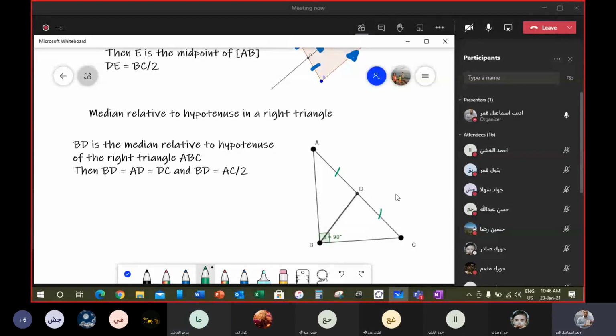Okay? So in a right triangle, the median property says that the median relative to the hypotenuse is equal to half the length of the hypotenuse. We use this property of the median relative to the hypotenuse in a right triangle to find the measure of BD.